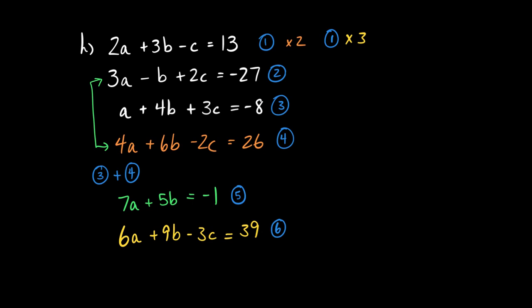But if I focus in, I'm now going to take my two equations, 3 and 6, and I can use those to eliminate my c's. So what am I going to do? Well, my c's have different signs, so I'm going to take equation 3 and add that with equation 6.